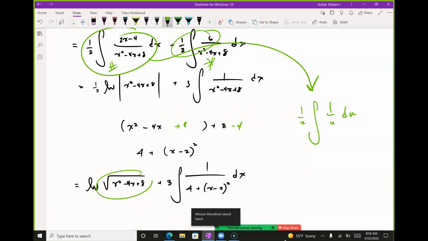Oh, I did the square root. Remember, 1/2 of the ln of an argument is the ln of the square root of the argument, right? From pre-cal. Okay. Yeah. That's where it came from. Yep.